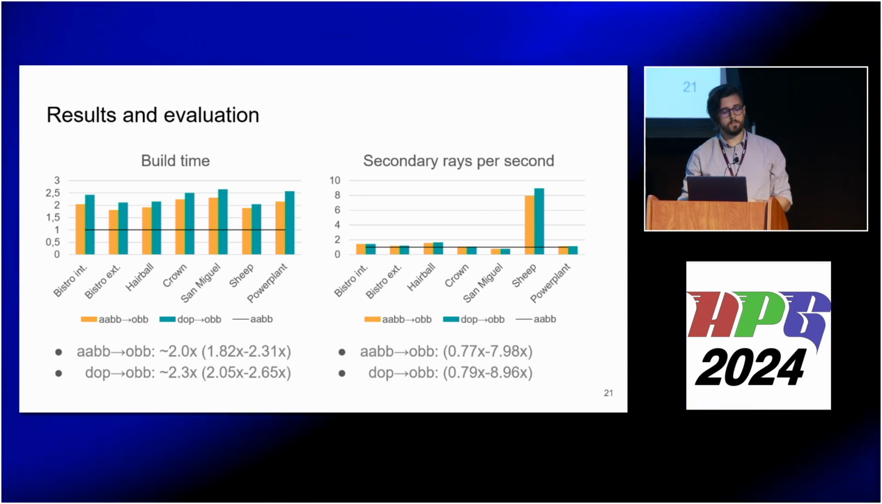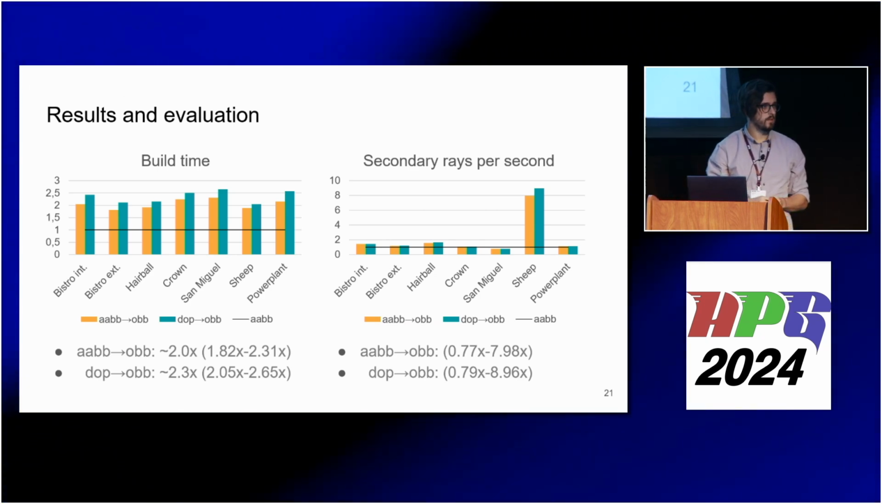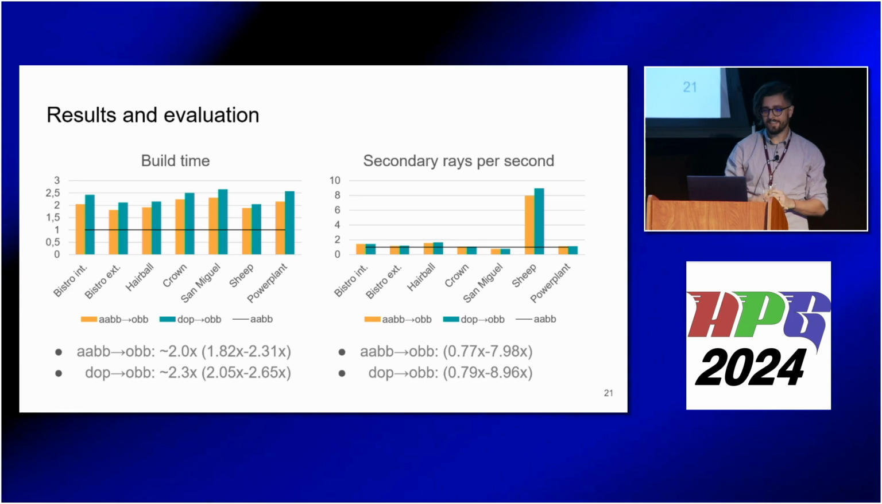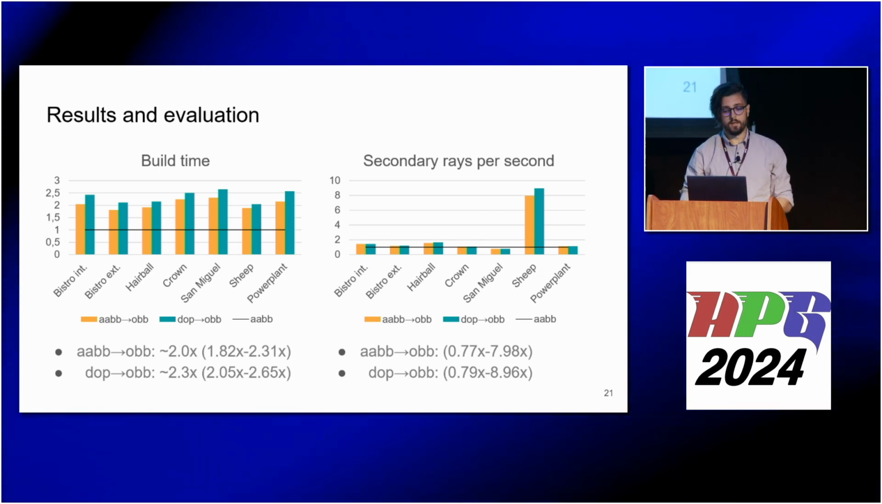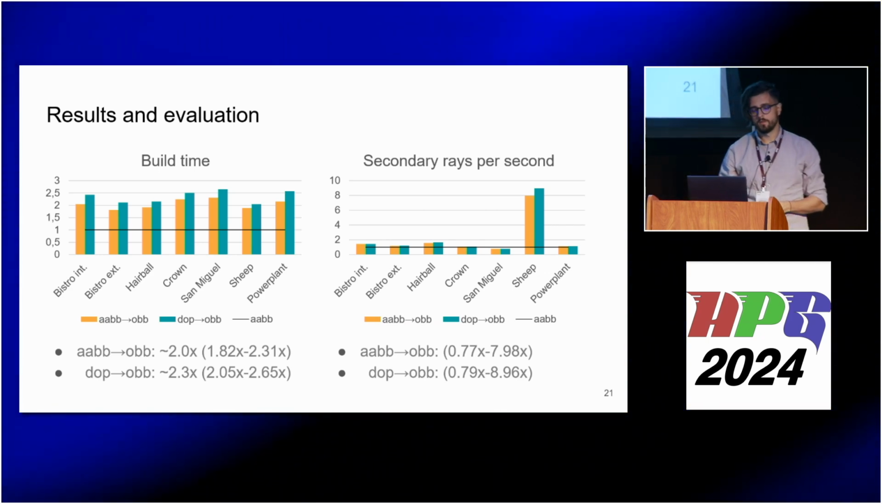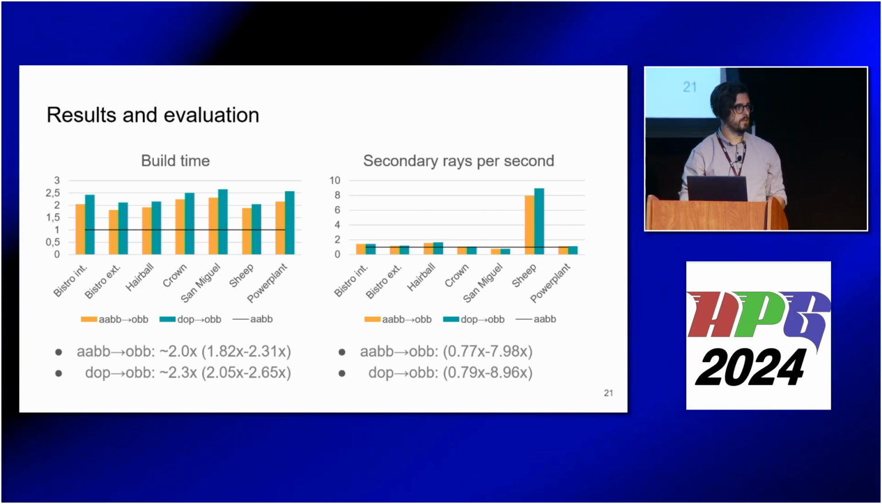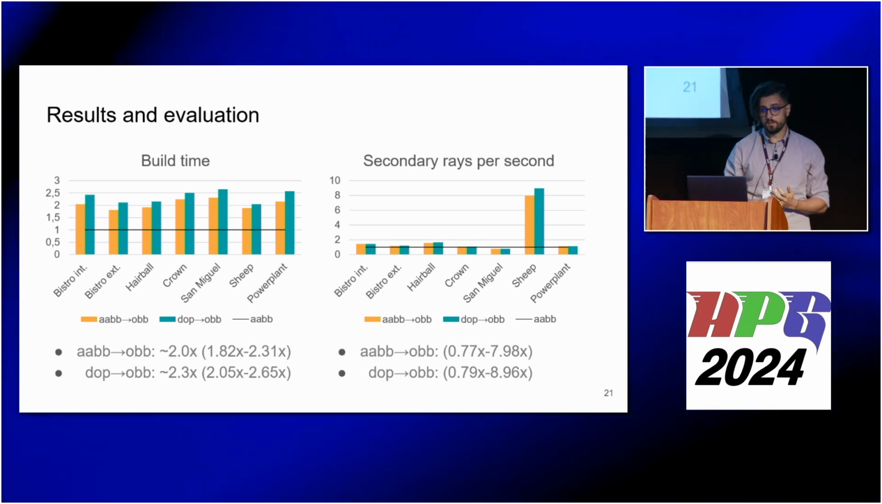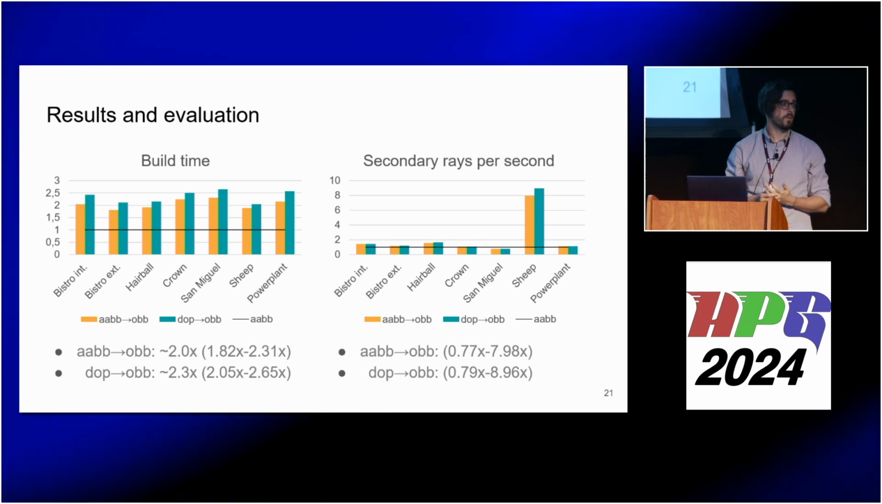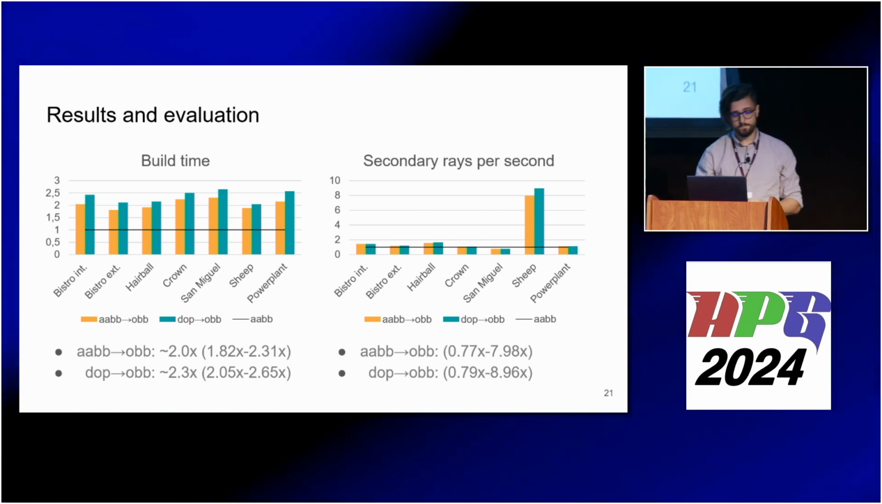In the case of San Miguel, they perform even worse due to the alignedness of the scene, and with one notable exception, that is the sheep scene. So the dense tessellation of the fur in this scene is exceptionally favorable for the OBBs in this case.